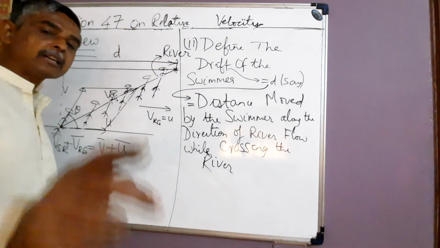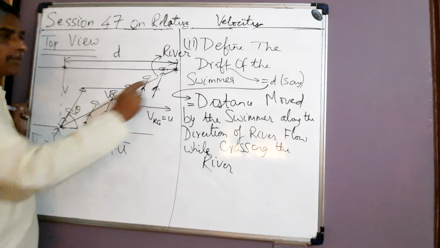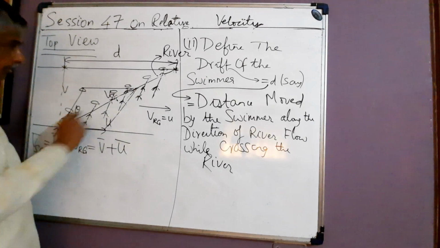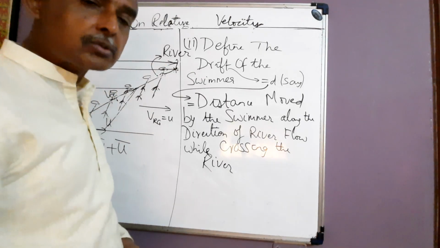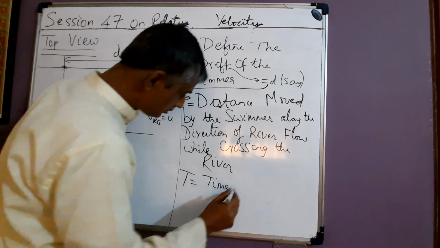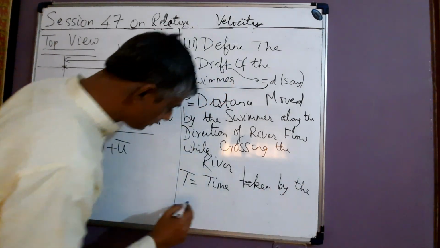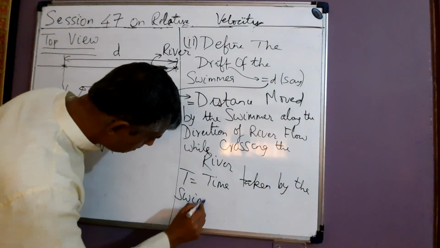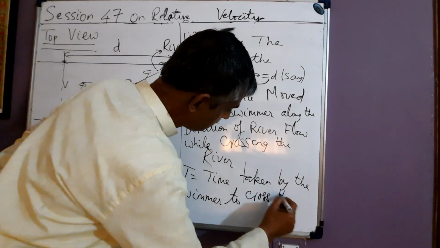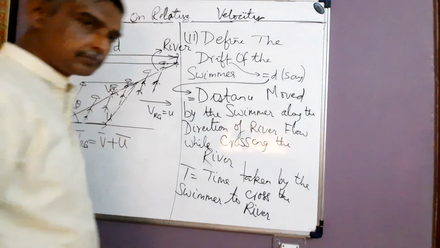How to define the time taken by the swimmer to cross the river? Swimmer is initially here, and after some time when he reaches here, he crosses the river. T is the time taken by the swimmer to move from this point to this point. That is called the time taken by the swimmer to cross the river. So T is the time taken by the swimmer to cross the river. Alright, fine.